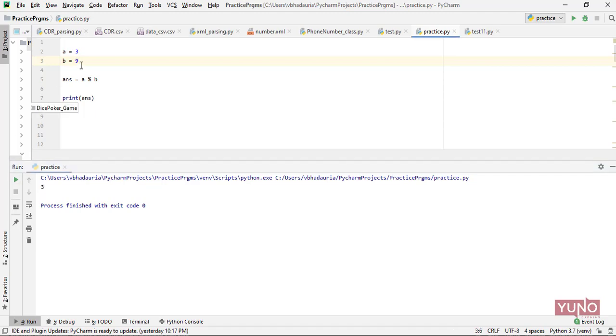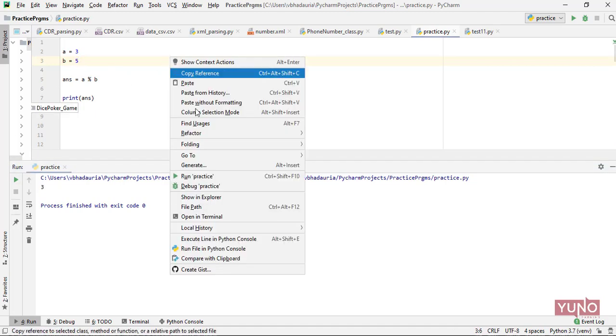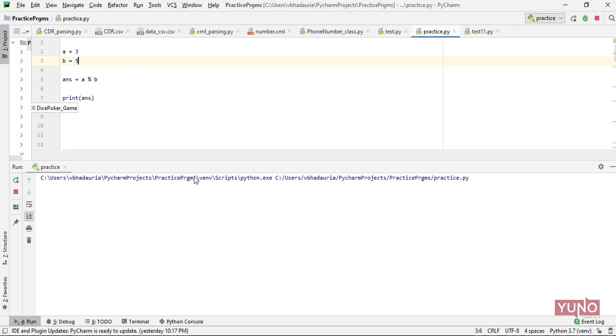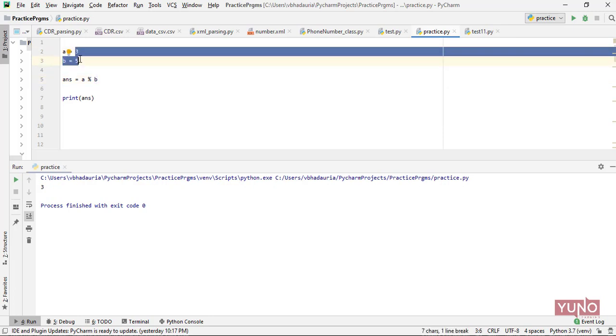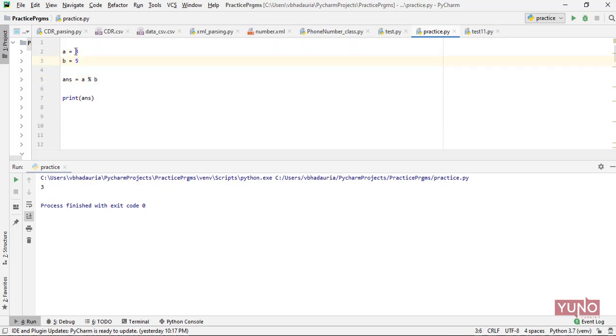Okay, or we can just say that this will be 5, this will give you the 3 again, because the numerator part, the a part, will be the smallest compared to the b denominator part. That's why if you are finding the remainder of any number where the numerator is smaller than the denominator, it will always give you the numerator only, because the numerator is the smallest one.